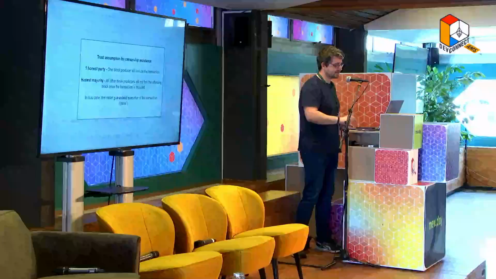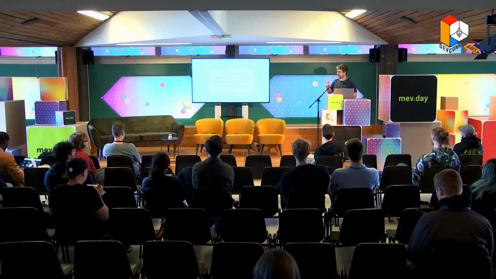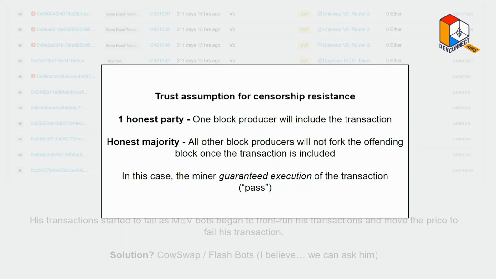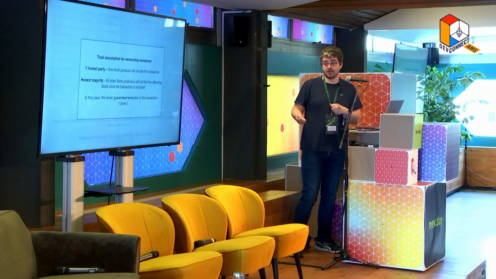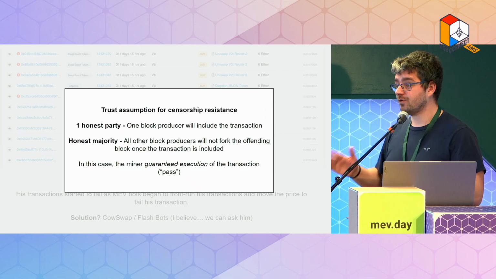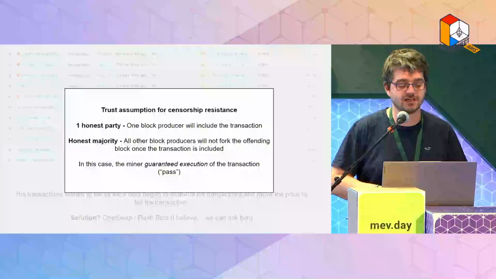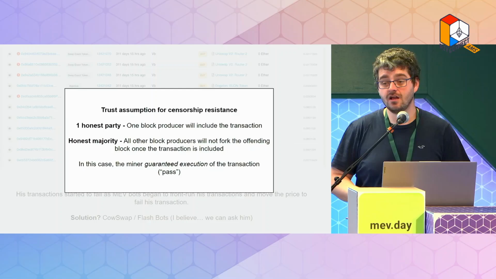And so when we think of Ethereum, the way we get censorship resistance is two assumptions. One, there's one honest block producer out there who will take your transaction and put it in a block. And that block producer is basically guaranteeing your transaction will be executed as intended. The second assumption is that there's an honest majority, that the other block producers will not fork away the offending block that includes your transaction. But for the most part, we just need the one honest party to include your transaction and guarantee its execution. So that's how he got around the Dark Forest.